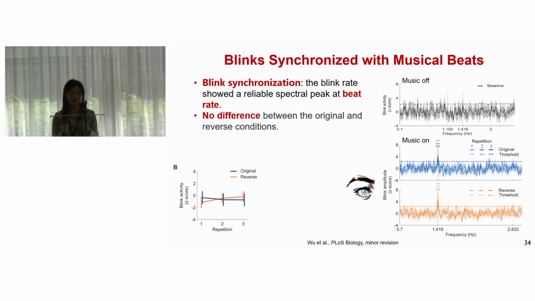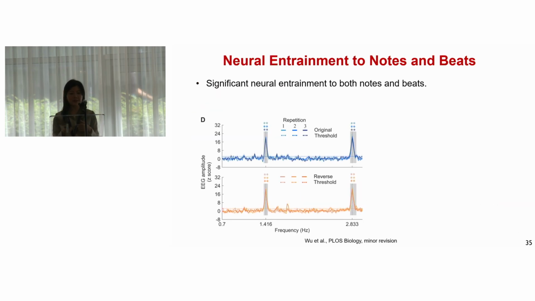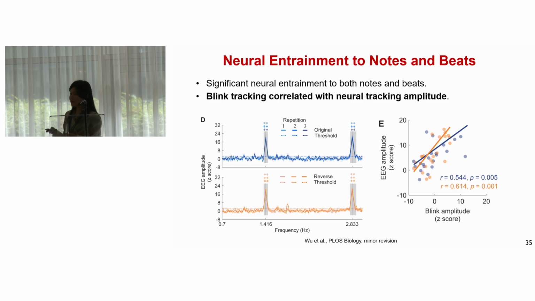And there is no difference between the original and the reverse version. And there's no correlation between this blink activity and musical rhythm abilities. It's very strange. And we're also looking at the neural entrainment as well. We can see the clear peak at the note rate and also the beat rate. And most importantly, there is a strong correlation between the blink and the EEG activities, which makes us wonder whether those two sources of activity have certain relationships.